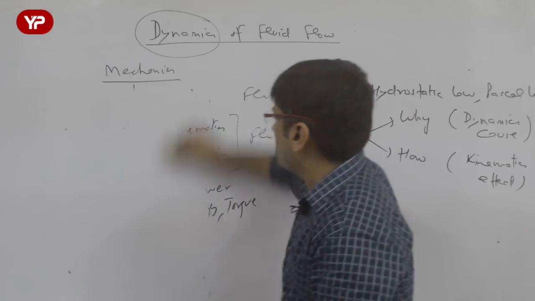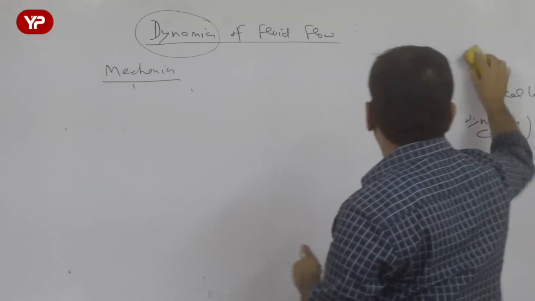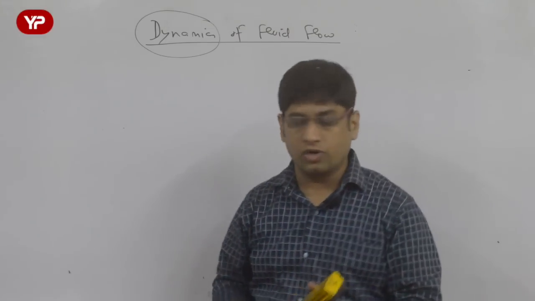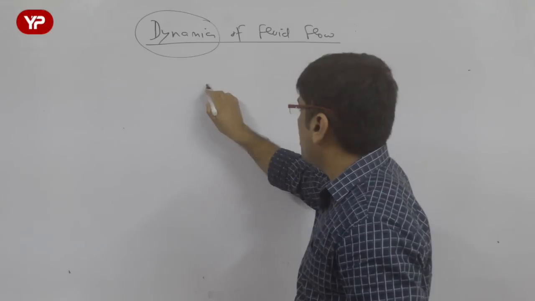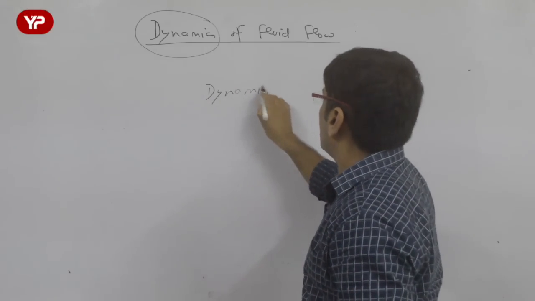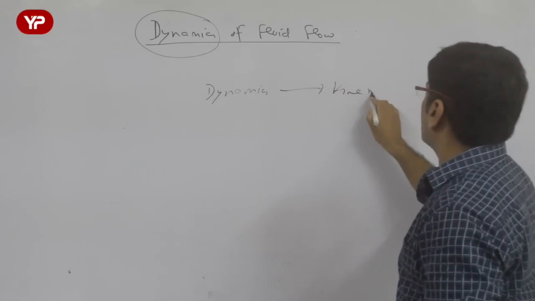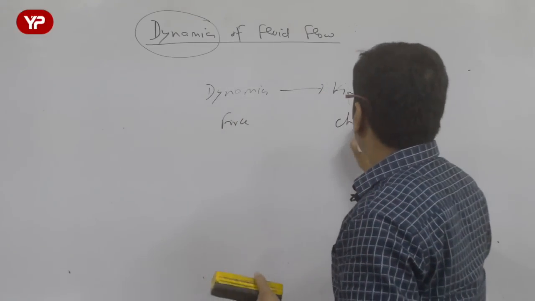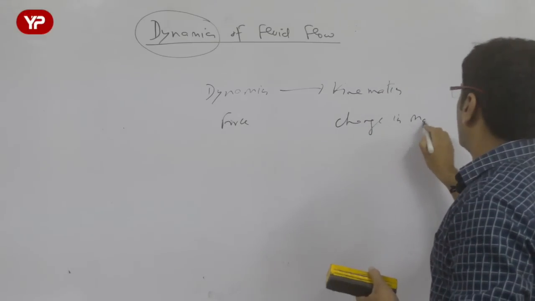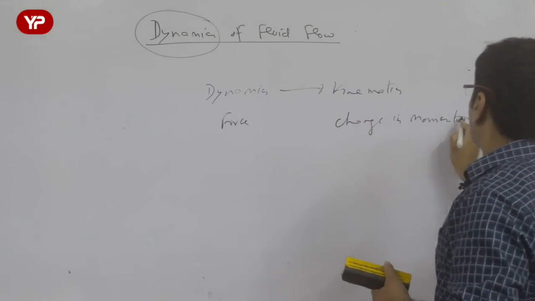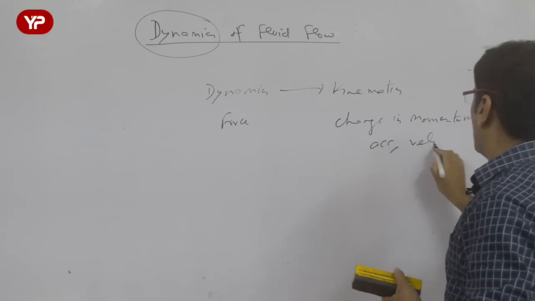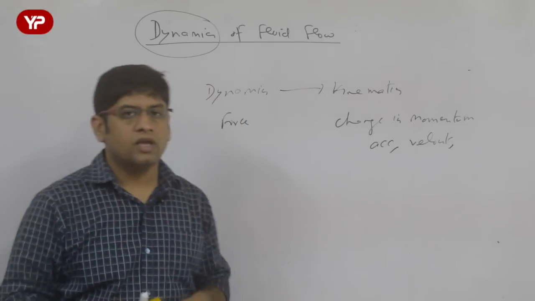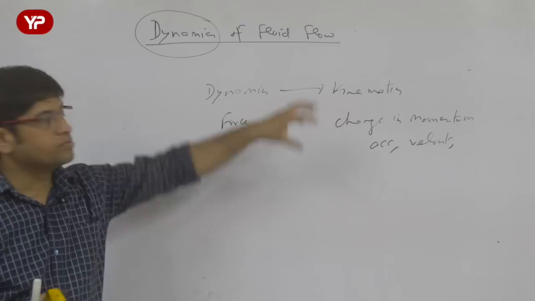Now let me tell you, sometimes he asks you in the interview that out of kinematics and dynamics, which one is input and which one is output. As I told you, dynamics is input and it gives to the kinematics part. That means if there is a force, it leads to a change in momentum, or you can say it leads to acceleration, velocity of flow, etc. So we normally say that dynamics becomes the input or cause and kinematics becomes the effect.